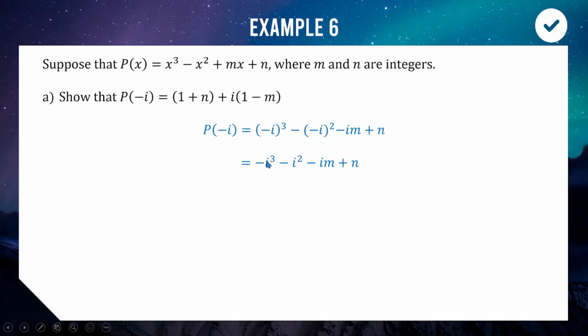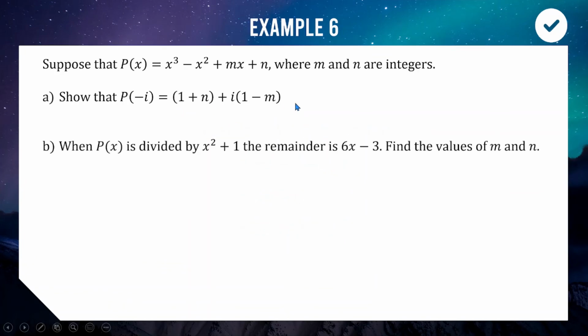Okay, i cubed, as we saw earlier, is equal to negative i. So this front term actually works out to be i. i squared is minus 1, so minus 1 is plus 1. And now we're going to group together the imaginary terms, because we can see for our target, we have the imaginary term factored out. So grouping the two imaginary terms together, we have 1 minus m. Grouping the two real terms together, we have 1 plus n. And there was the target. So as long as you're very careful with your negatives and very careful with your i squareds and i cubes, it's not super hard to get the target, hopefully.